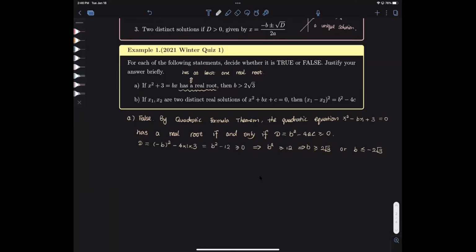So the condition that b is greater than 2 square root of 3 does not follow.